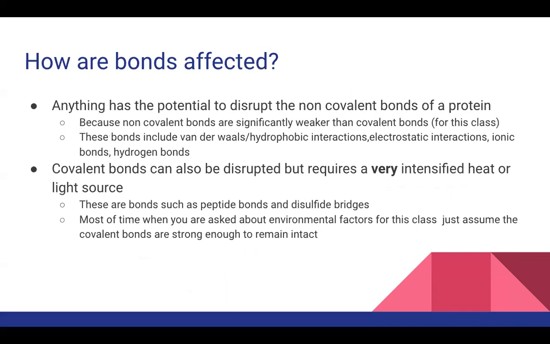Okay, so how are the bonds affected? For this class, when we talk about disruptions to bonds, we're going to talk about disruption to hydrogen bonds, electrostatic interactions, all kinds of bonds that are non-covalent. Covalent bonds are not affected in this class when we talk about disruptions that happen because of environmental factors. That's because we say that covalent bonds are very strong and they need a lot of energy and specific enzymes to be broken.